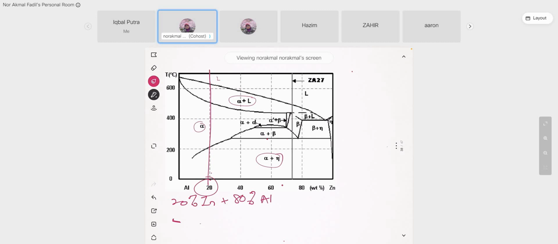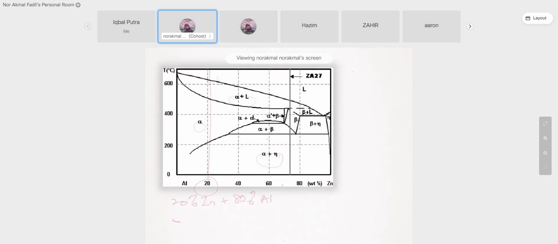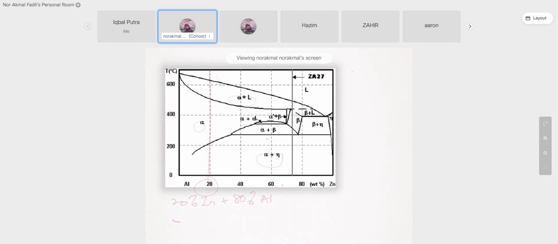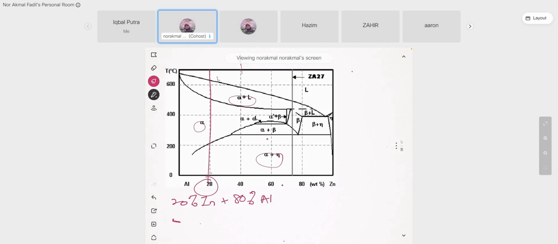And then maybe the second alloy shows a different transformation. For example, 40% of zinc. Because it shows a different transformation. The difference is it shows alpha plus beta phase transformation.